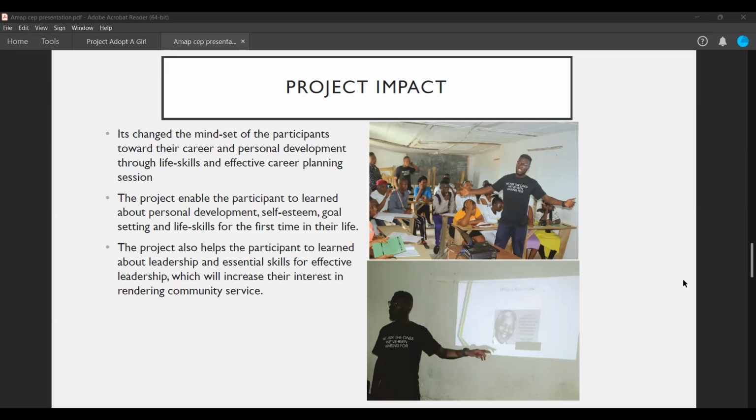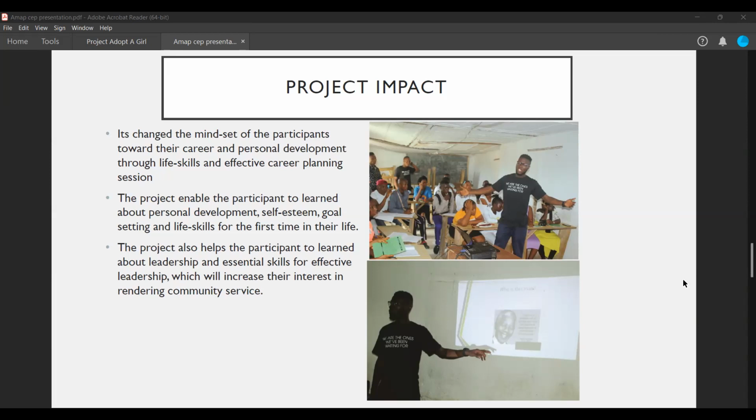The project enabled the participants to learn about personal development, self-esteem, goal setting, and life skills, for the first time in their life. Most of them expressed and confirmed that this was the first time for them to attend a short training, and they found it very useful towards their career and their personal development.